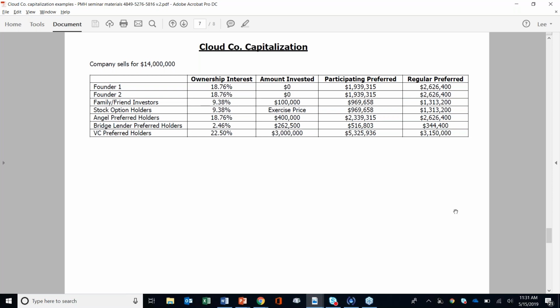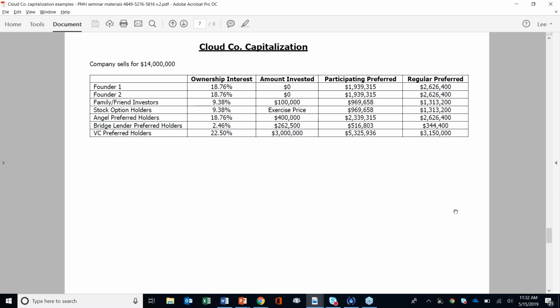Let's look at the regular preferred scenario. I mentioned earlier that there's a point at which the preferred owner's pro rata proceeds of the sale price exceed their investment. And if they have regular preferred, they're going to opt to convert and get that pro rata treatment. Here's an example where you can see that. 22.5% of $14 million for the VC preferred holders in the bottom number is $3.15 million. That is higher than $3 million. So if they had a regular preferred stake, they're going to take $3.15 million.